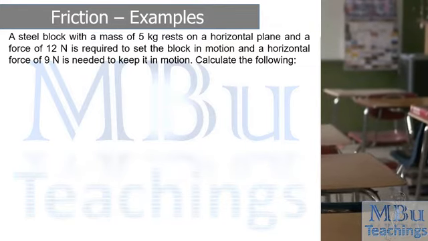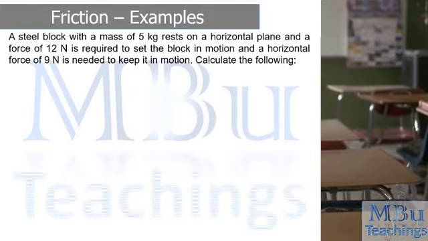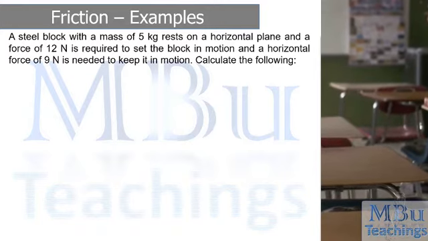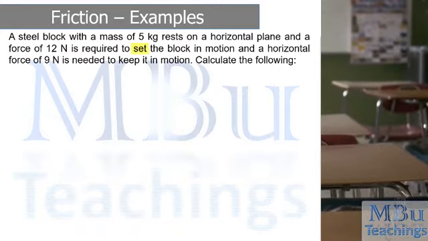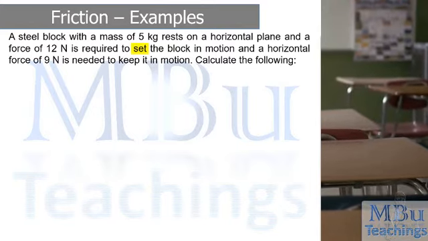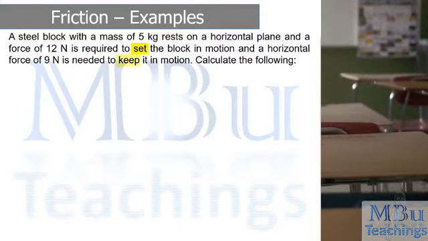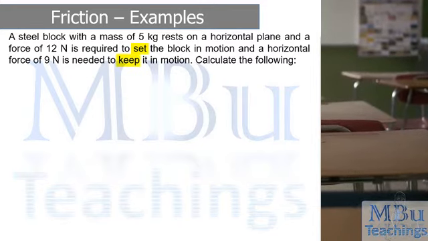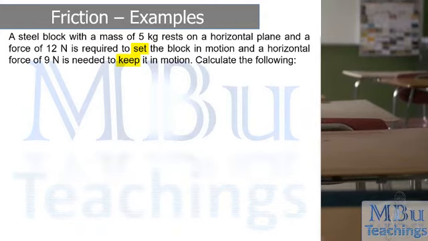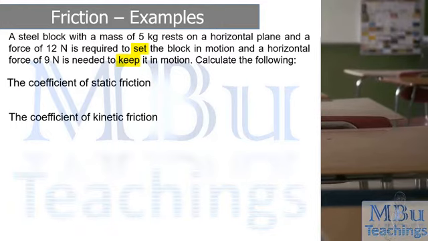A steel block with a mass of 5 kg rests on a horizontal plane, and a force of 12 Newton is required to set the block in motion, and a horizontal force of 9 Newton is needed to keep it in motion. Calculate the coefficient of static friction and the coefficient of kinetic friction.